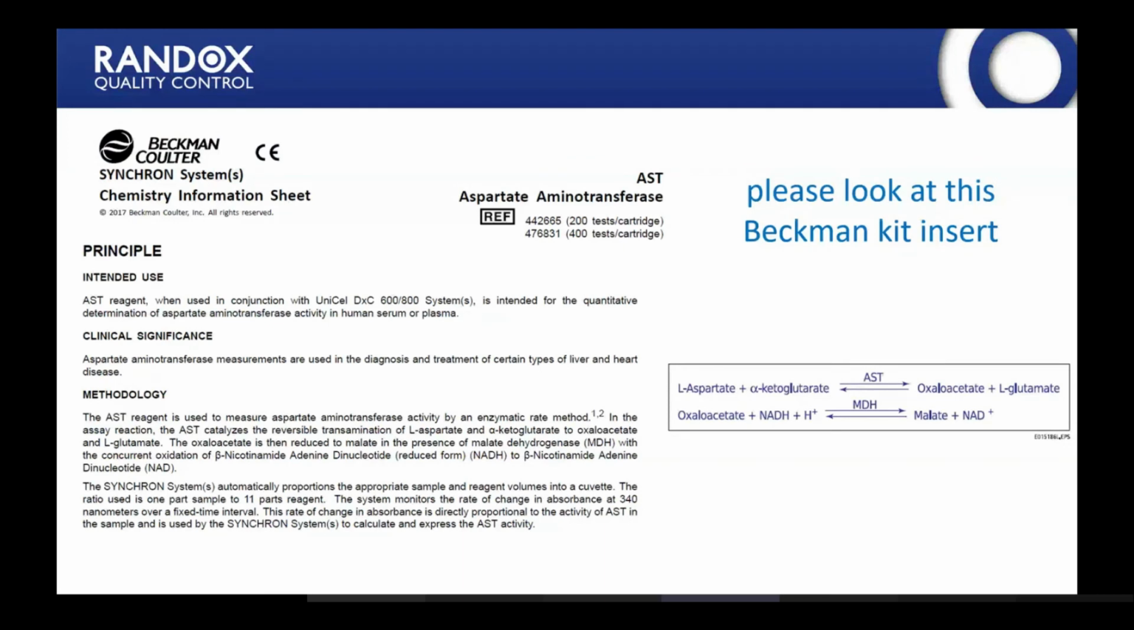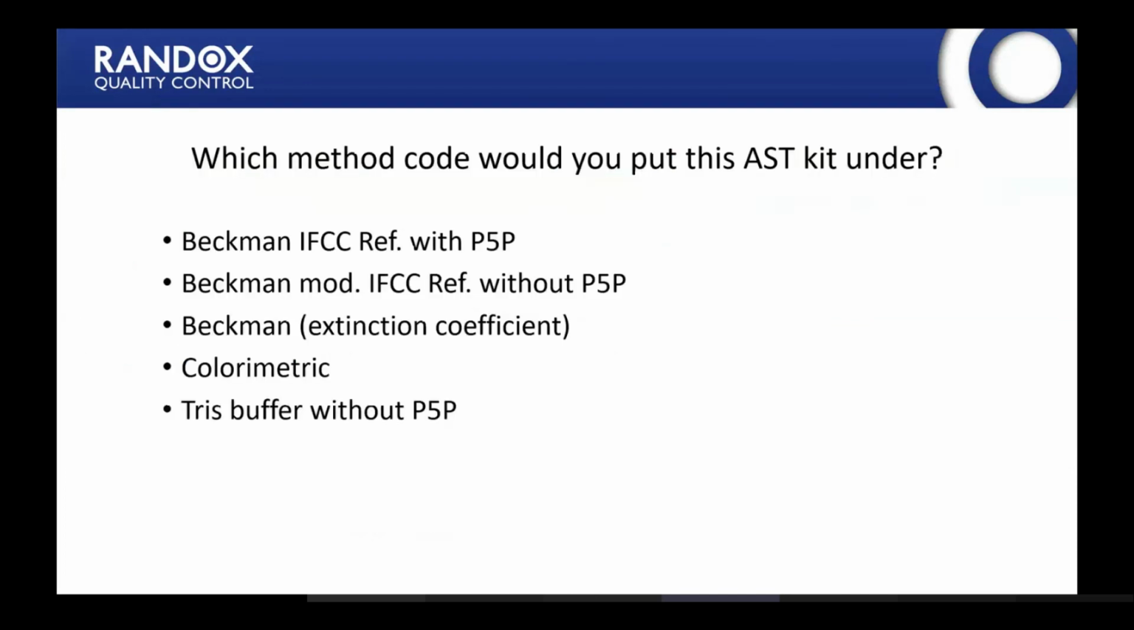So if we look at this example for AST, this is another quite recent one that we came across, and this was from a Beckman kit. So basically, these are the various methods that the lab could pick from. There were a couple of dedicated Beckman methods, there was a general colorimetric, and there was a general tris buffer without the pyridoxal 5-phosphate, the P5P.